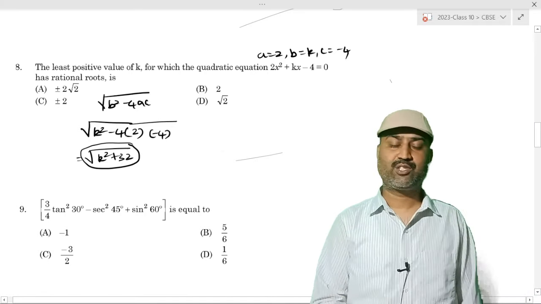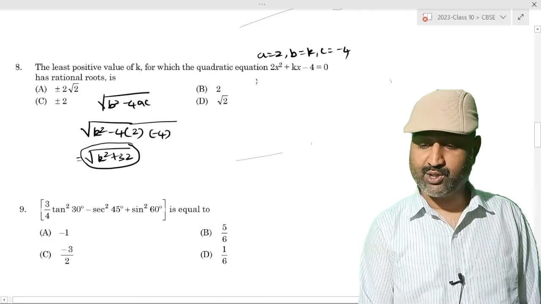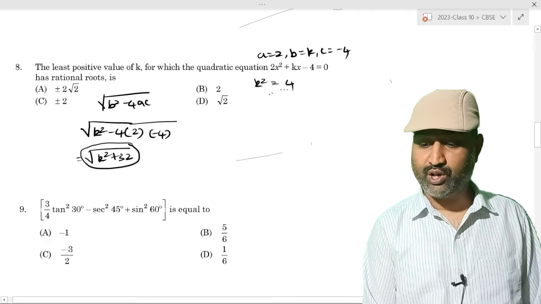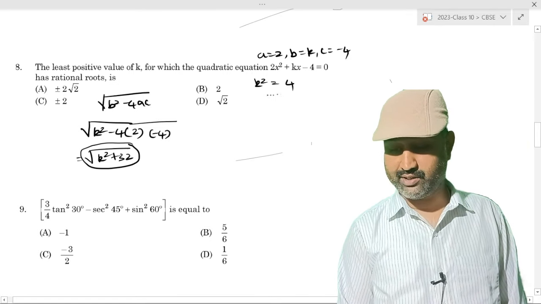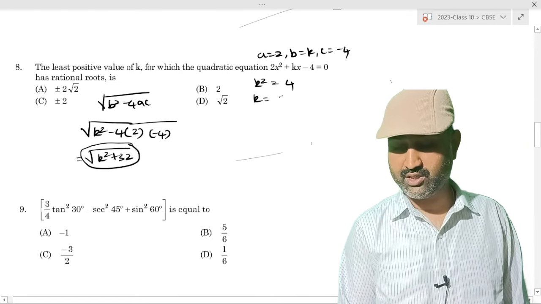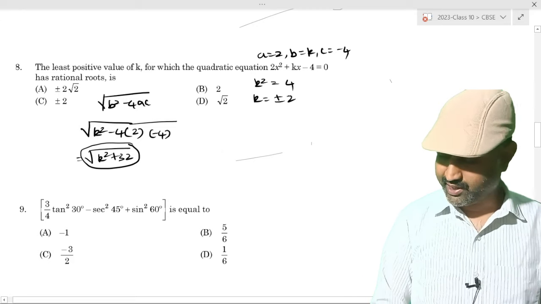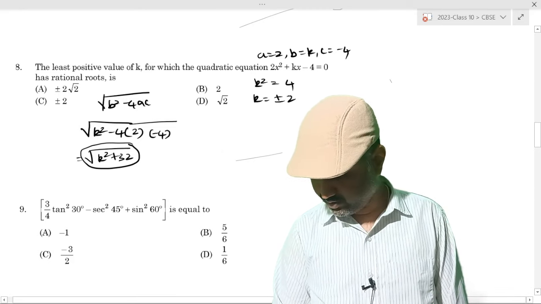The nearest perfect square is 36, right? Therefore, k square should be 4 here. Therefore, k is what here? K is plus or minus 2.